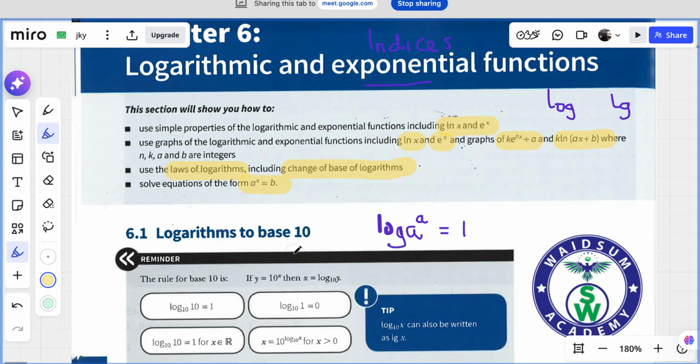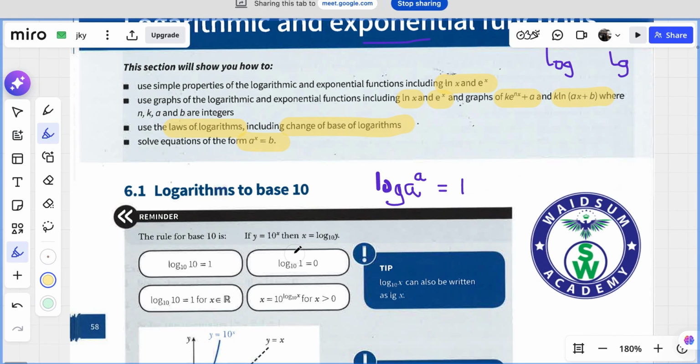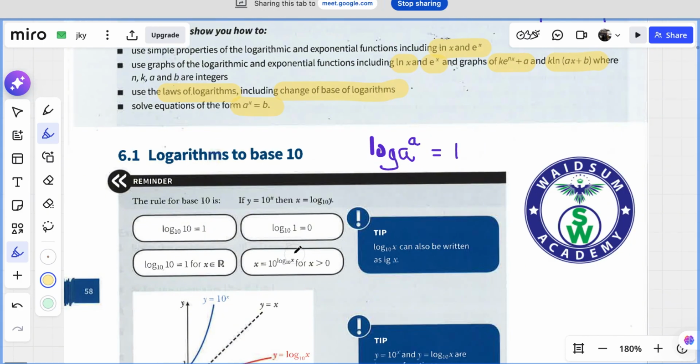Now let's go to the very foundation of logarithm. What is logarithm? It's just the opposite of exponential function. Logarithms are the opposite of exponential functions. Now, what is log to base 10? Just the way we have binary and decimal numbers, in decimal the base is 10. So in logarithm, one of the fundamental bases is base 10.